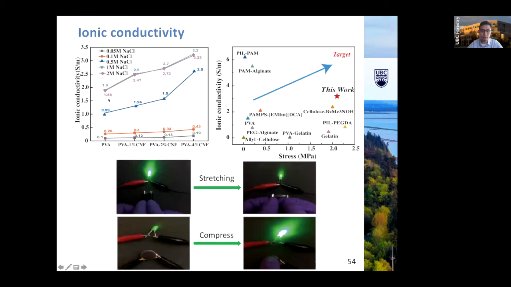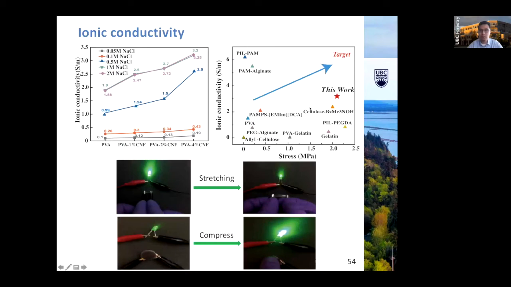We also see that by increasing the cellulose nanofiber content, we can improve the ionic conductivity for two reasons. One is that it can introduce a pore structure, a hierarchical structure, for the ion transport, as well as the surface carboxylic groups of the cellulose nanofiber, which can facilitate the ion transport.